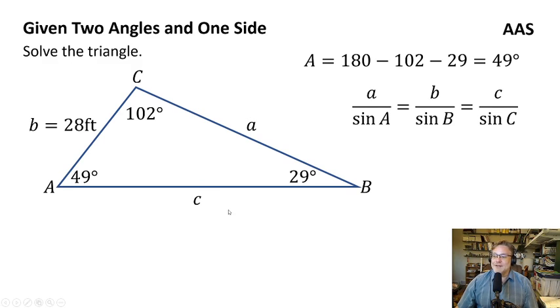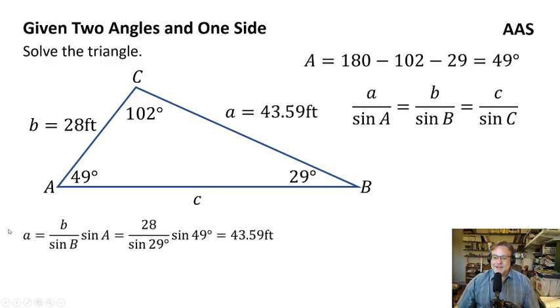Okay, so now we know all the angles. We just have to find the other two sides. And we can use the law of sines to do that. In this first case here, I can solve this for A. And what I've got is, I'm actually just using these two pieces here of the law of sines.